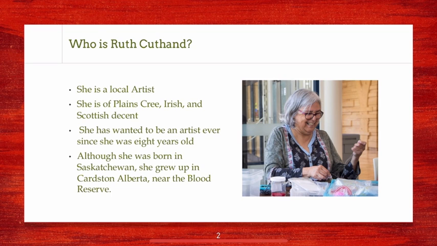She was born in 1954 in Prince Albert, Saskatchewan, so she is a local artist. Her ancestry is of Plains Cree, Irish, and Scottish descent. She met the artist Gerald Tailfeathers when she was just 8 years old, and this is what sparked her interest in wanting to become an artist as well. Although she was born in PA, Saskatchewan, she actually grew up near the Blood Reserve in a town called Cardston, which is in Alberta.